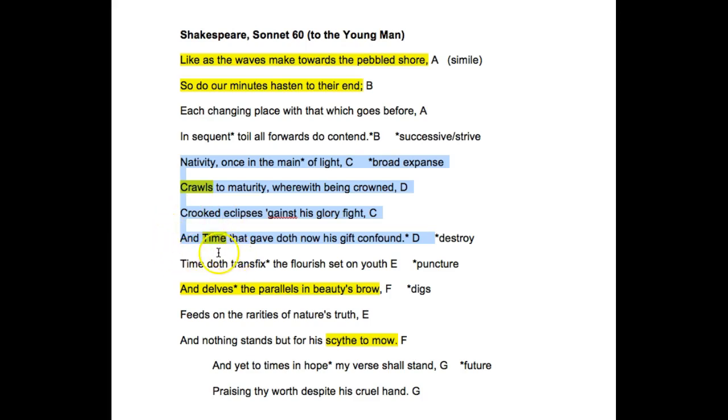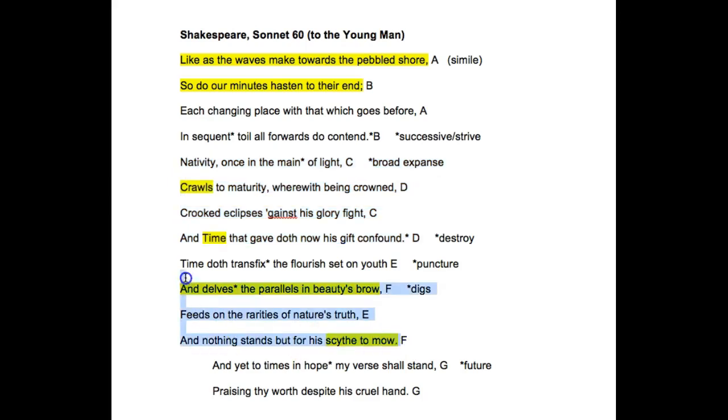And time personified here. When time is personified in Shakespeare, it's never a good thing. Time takes his gift away. And so we have a repetition of the idea of what's happening up here. Slow movement towards maturity. You reach your peak, and then a quick movement in the opposite direction towards the end.